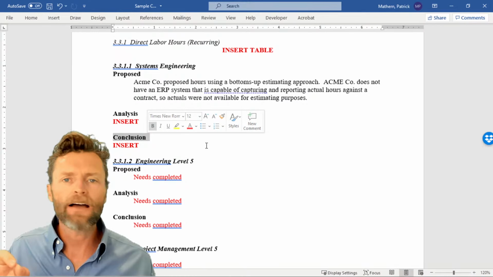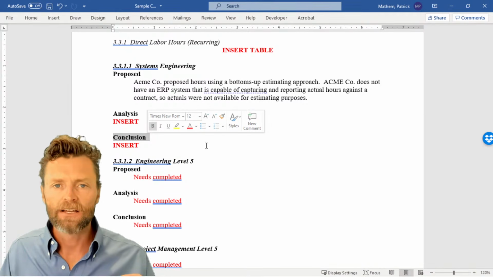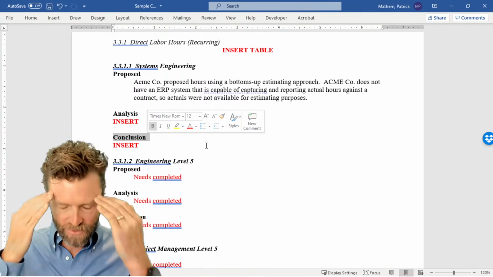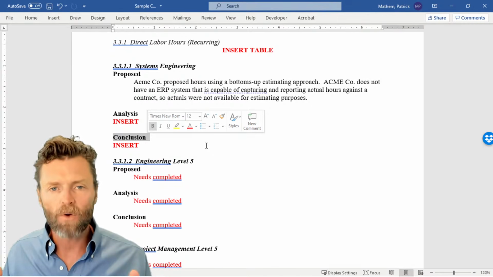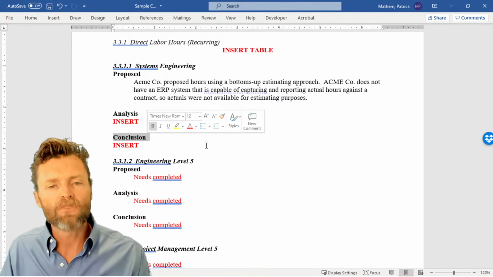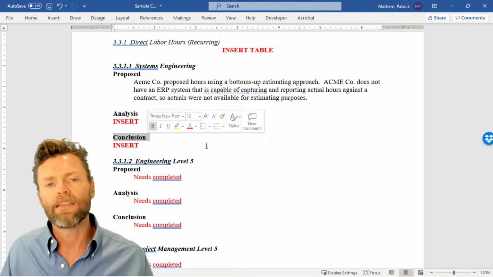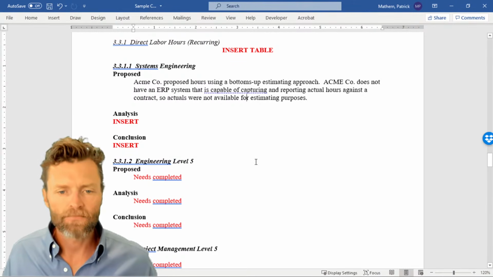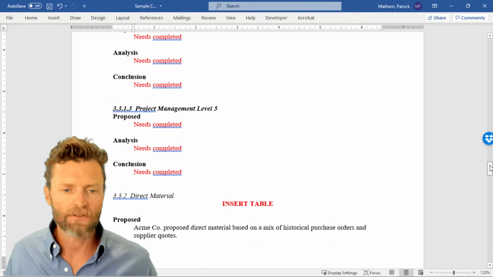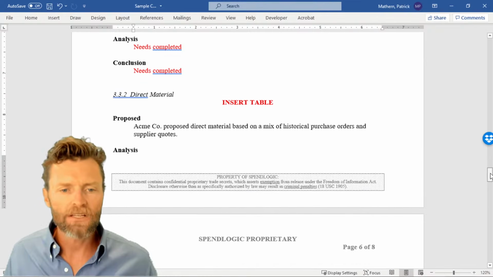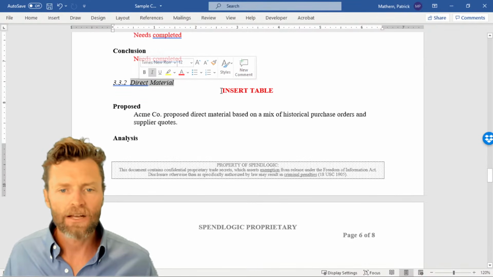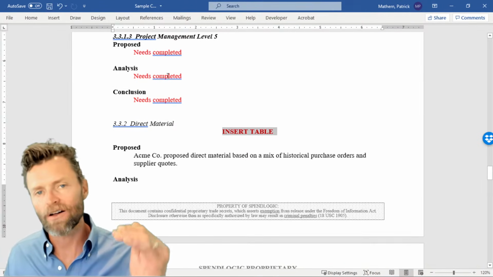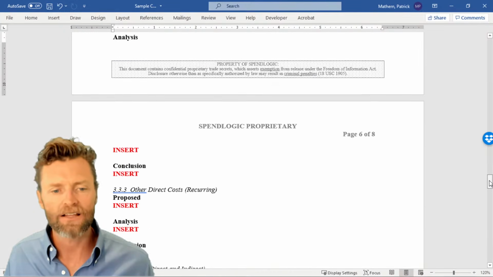So we found that by creating these subcategories, reviewers are much more comfortable with understanding, okay, here I'm thinking about systems engineering, I'm learning about how they proposed it, then I'm moving on to here's how the analyst analyzed it, and then, using all of that, here's my conclusion. And we do that for every cost element. So here's our labor, but then we get into direct material. And I've got reminders here, insert table, needs completed. So this is how I'm organizing myself to conduct my cost analysis over time.